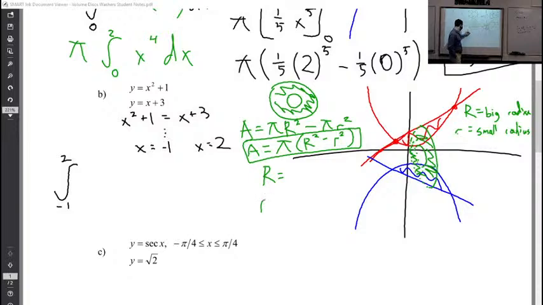So we need to figure out what is big R and what is little r. Our big R is this distance right here. It would be the distance from the x-axis out to my top curve. That distance is just from here out to the top curve. That is just going to be my line. It's determined by my line. So in terms of x, big R is x plus 3.